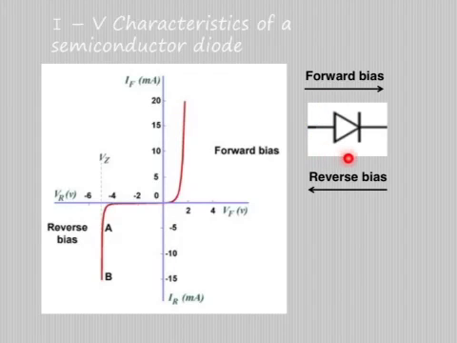This is the symbol for a diode. This is a forward bias. It allows current to flow this way. And this is reverse biased. It will not allow current to flow in the reverse direction. And this is a typical graph for a diode. This is forward bias. That's reverse bias. We don't normally worry about that.